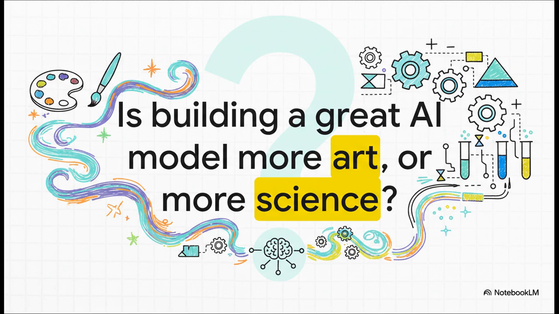Which kind of leaves us with one last big question. You need this very structured scientific process to test everything methodically. But you also need intuition and experience to even know what to test in the first place. So, is building a great AI model more of an art, or is it a science? I think the real answer is it's the perfect blend of both.